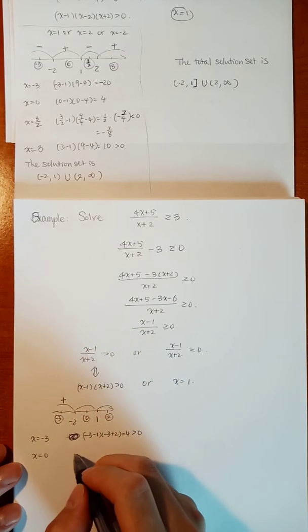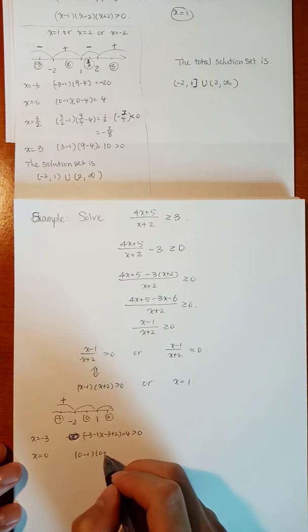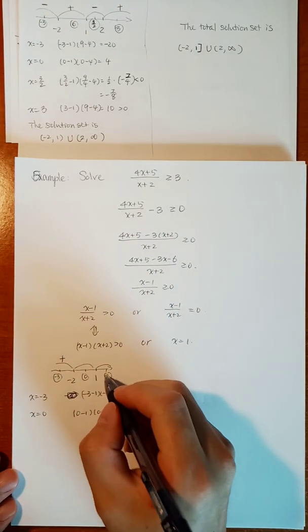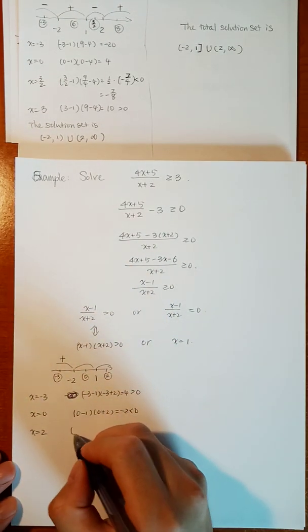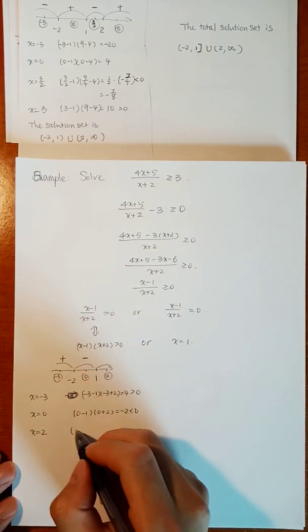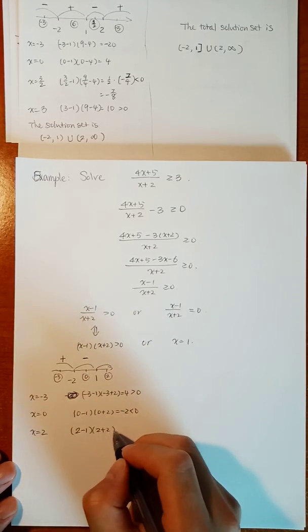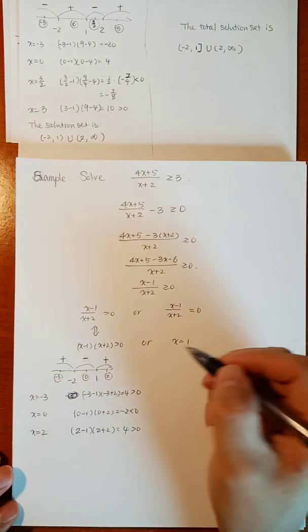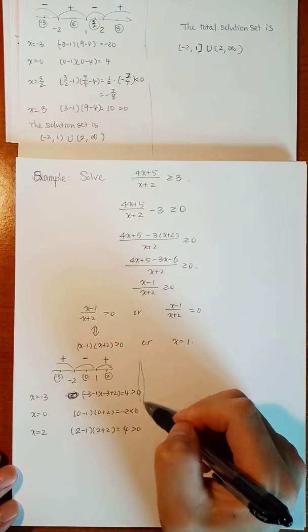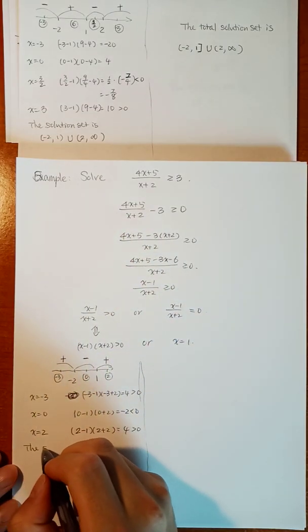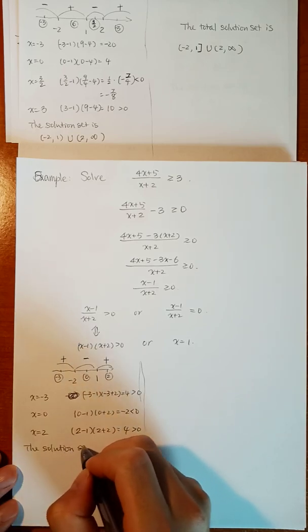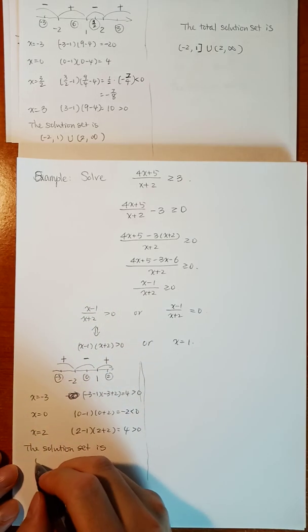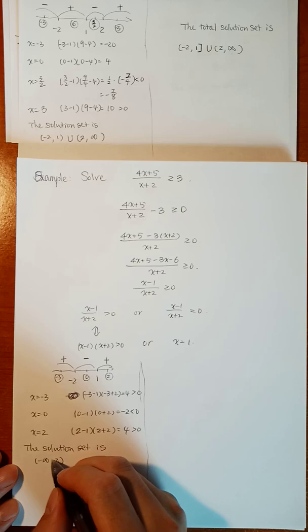x equal to 0, it's 0 minus 1 over 0 plus 2, negative 2, negative, right? And you pick 2, x equal to 2: 2 minus 1 is 1, 2 plus 2 is 4, 1 over 4, positive. Okay? So the solution set of this branch, we need a positive, so it's from negative infinity to 2, negative 2, my bad.